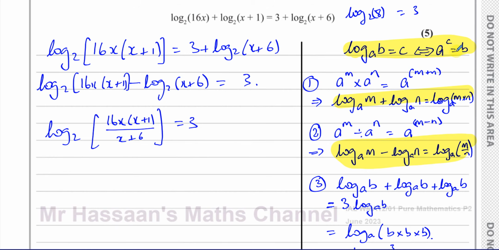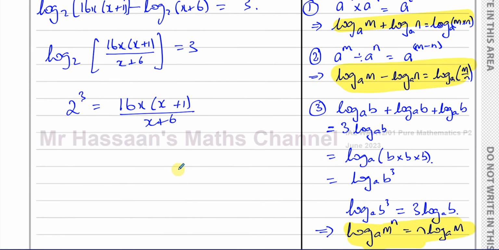I can change it to index form, and I know that a is the base, so I'll have 2 as my base, and c is my power, so 2 to the power of 3, and what's inside the log function is the result of this, so that's going to be equal to 16x times x plus 1 over x plus 6. Okay, so if I start simplifying, this will be 8, multiply both sides by x plus 6 to get rid of the fraction, equals 16x times x plus 1.